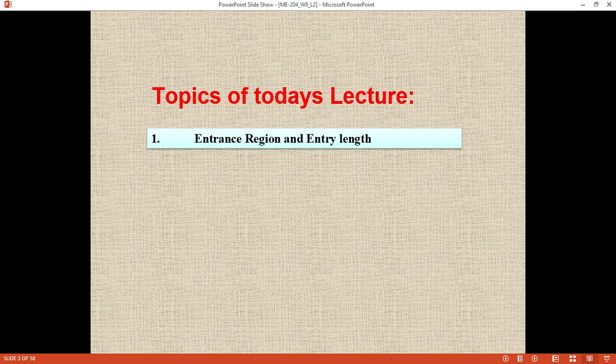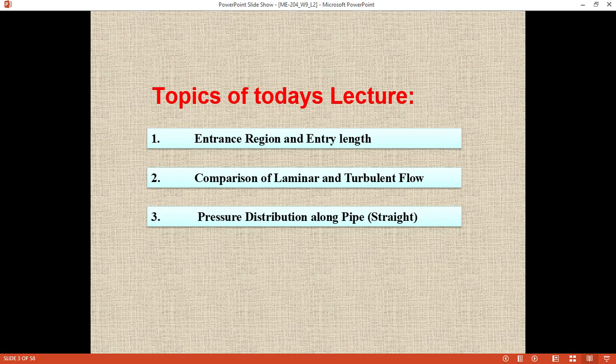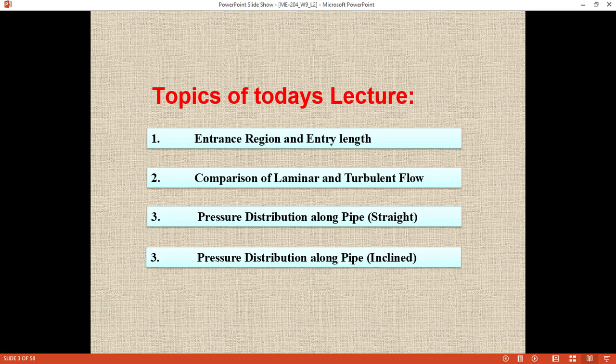The topics we are going to cover today are entrance region and entry length, comparison of laminar and turbulent flow, and after that we will discuss the pressure distribution along a pipe, that is a straight pipe, and the pressure distribution along a pipe that is inclined. So first we will cover these two topics at the top, and then we will move on to number 3 and number 4.